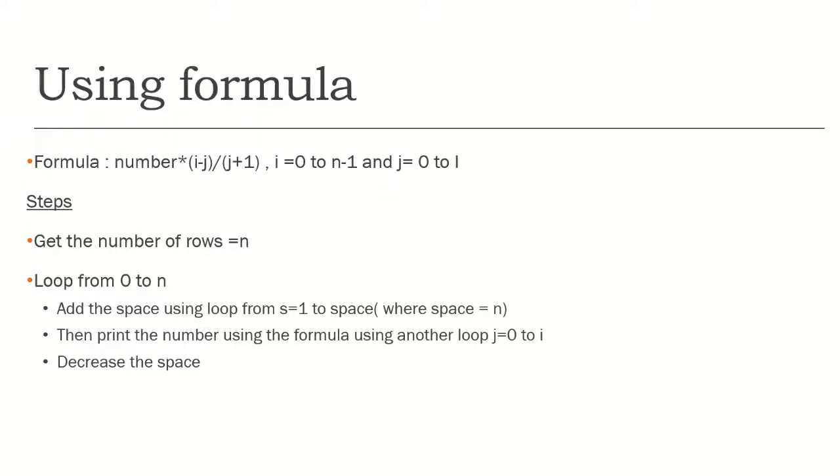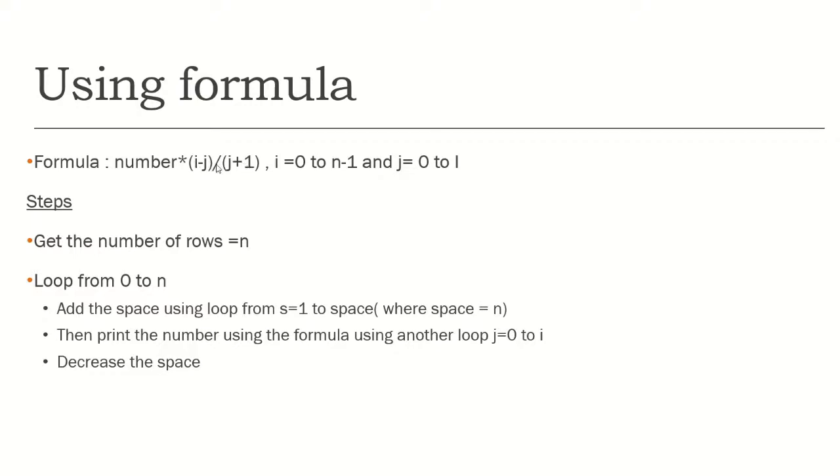Today in this video we are going to create a Pascal triangle. There are two methods in which we are going to do this. In the first method we are going to use this formula: the number of rows multiplied by i minus j divided by j plus 1.